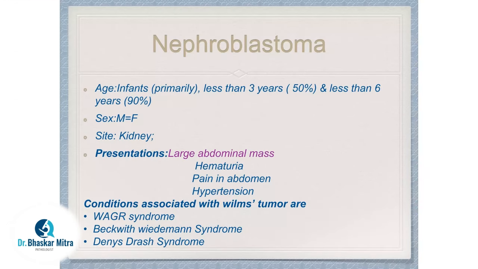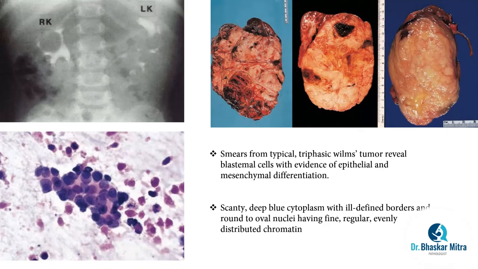Next comes the nephroblastoma. I think it was better covered in the kidney tumor group. But I would just like to highlight that it is a large abdominal mass presenting with hematuria and abdominal pain. So this is the kidney involvement of this tumor.